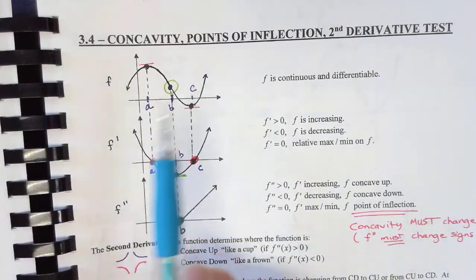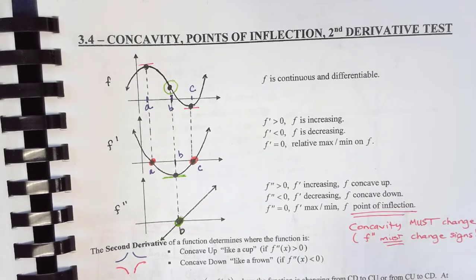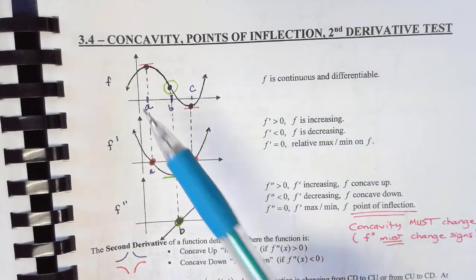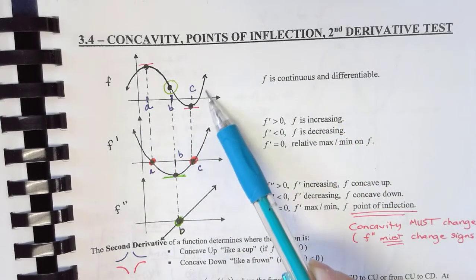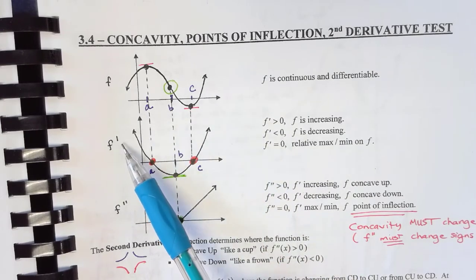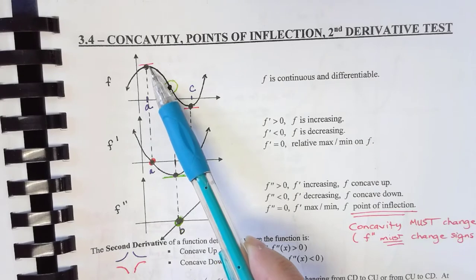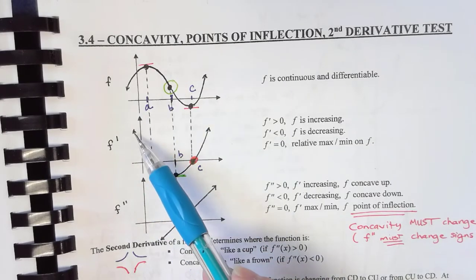Section 3.4, concavity, points of inflection, and the second derivative test. So let's take a function that is continuous and differentiable. We know that in this interval, this function is increasing here and here. Look at the first derivative graph. The first derivative takes the slopes of the tangent lines on the function and plots them as coordinates of points.